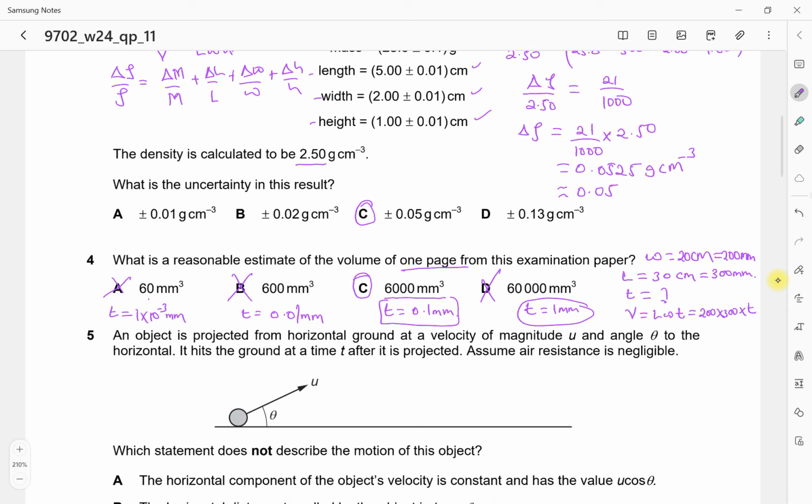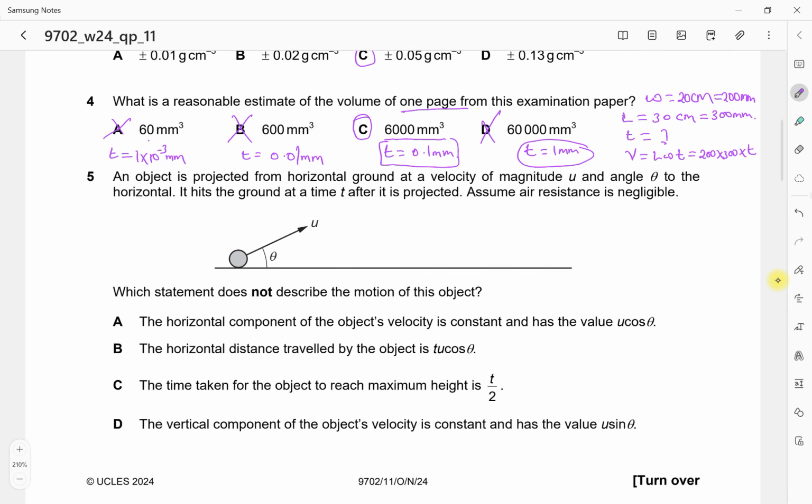An object is projected from horizontal ground at a velocity of magnitude u and angle theta to the horizon. It hits the ground at time t after it is projected. Assume air resistance is negligible. Whenever air resistance is negligible, the acceleration is going to be g, which is 9.81, and it will be constant. The equations of motion can therefore apply.